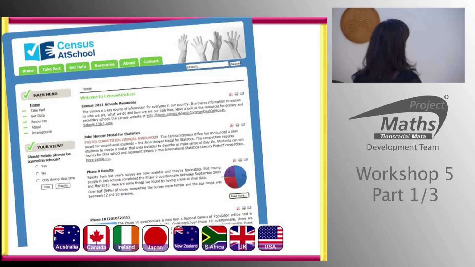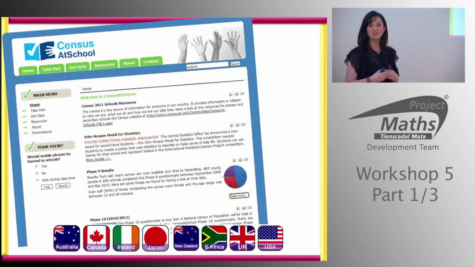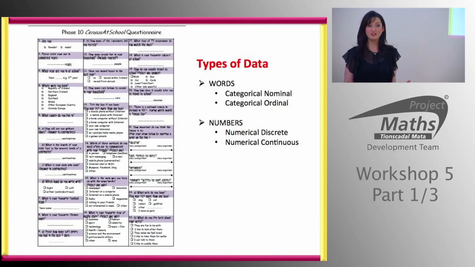So the types of data that we have to look at with the kids are, first of all, some of the data is going to be words, and some of the answers will be numbers. And that's the perfect distinction to make with your first years. We don't want to get into all of these fancy words with our first years. Sure we don't. We'd frighten the life out of them.